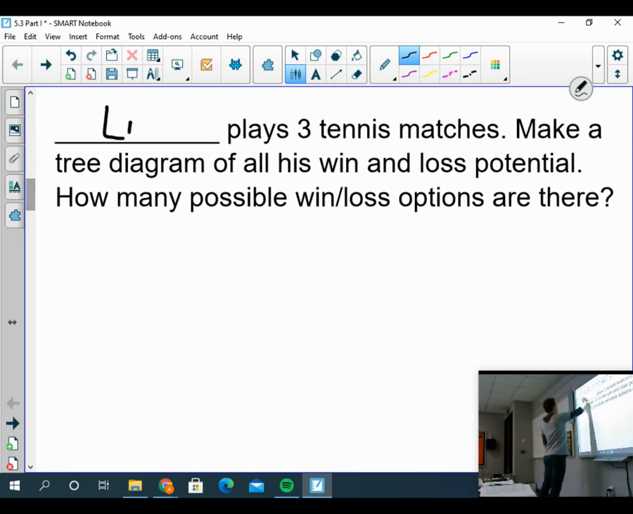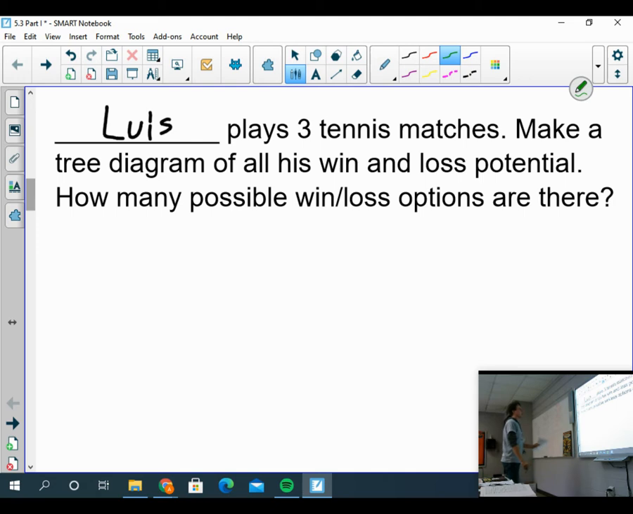So I want you to try another example. Luis, we'll go with Luis as his name, plays 3 tennis matches. Go ahead and pause the video and make a tree diagram of all his win and loss potential. How many possible win-loss options are there? Okay, go ahead and give it a second. Try and figure this out.